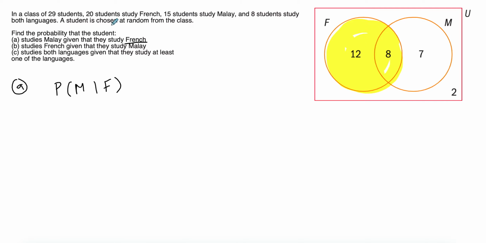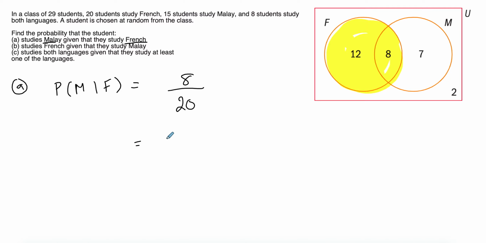So I don't have a total of 29 students now. I have a total of 20 students that I'm looking at. I'm ignoring the others. And out of those 20 students, how many of them study Malay? Well, it's only 8, because this 8 is also part of the Malay. So this is if you want to logically think about it.